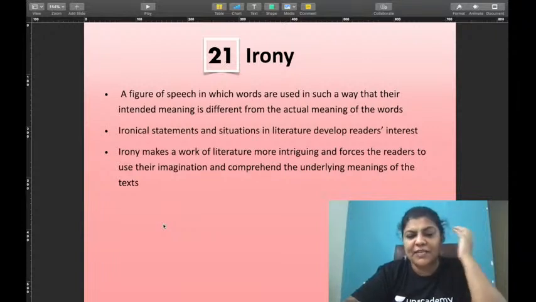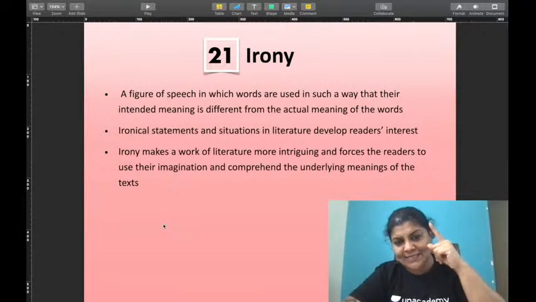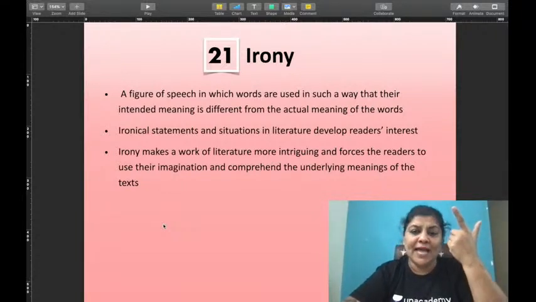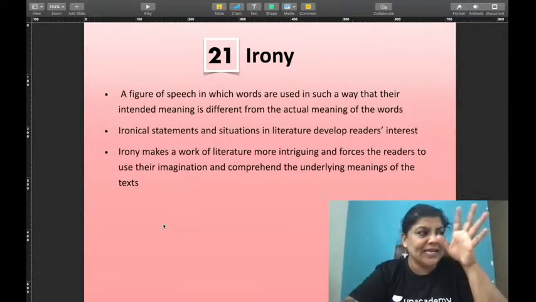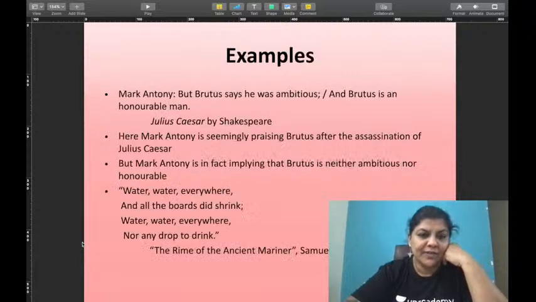Irony is a figure of speech in which words are used in such a way that their intended meaning is different from the actual meaning. The intended meaning is completely different from the actual meaning. That is irony. Do you want to see the example, guys?